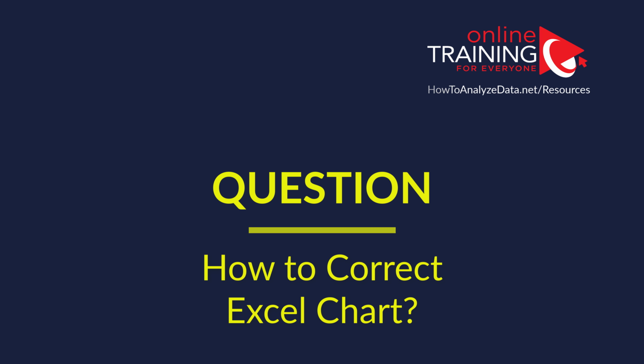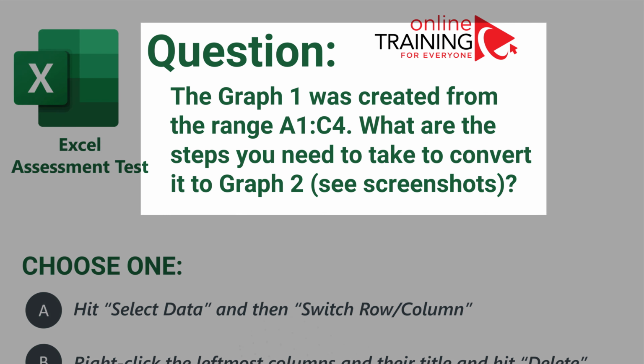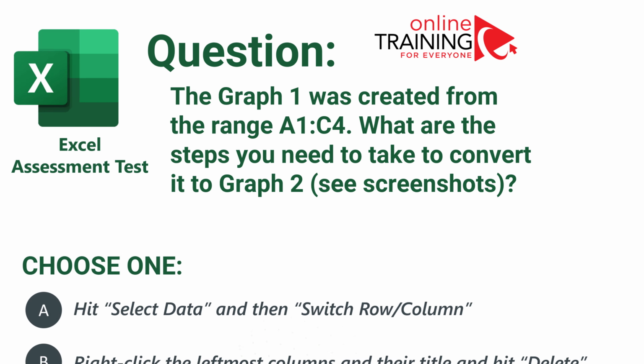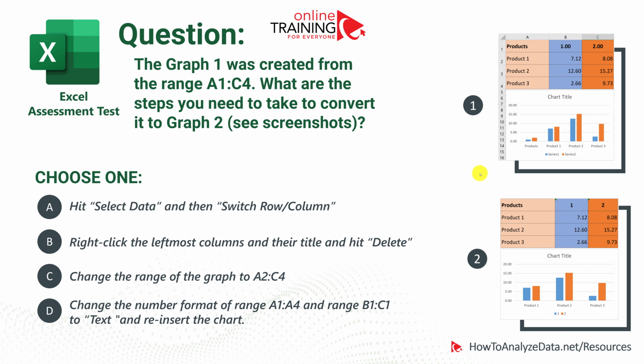Let's look at the question which tests your knowledge of Microsoft Excel charts and graphs. The graph 1 was created from the range A1 through C4. What are the steps you need to take to convert it to graph 2? You're presented with two screenshots, one of the data in the graph for graph 1, and second one, same data but with the graph 2.